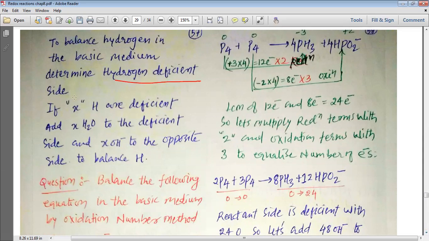If x hydrogens are deficient, add x H2O to the deficient side. Suppose on one side x hydrogens are deficient. So on that side where the hydrogens are deficient, add x H2O. Suppose the deficient side has 3 hydrogens deficient. So you add 3 H2O to the deficient side and add x OH minus to the opposite side. Whichever side you add 3 H2O, exactly on the opposite side you need to add 3 OH minus. This is how your hydrogen will also be balanced. Please remember these methods, and this is how you can balance the hydrogen in the basic medium.